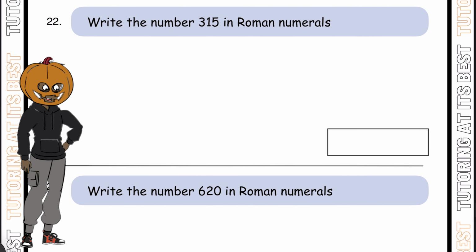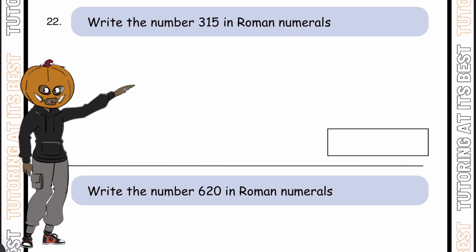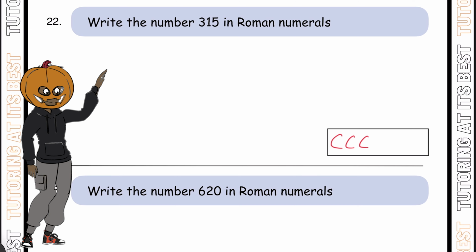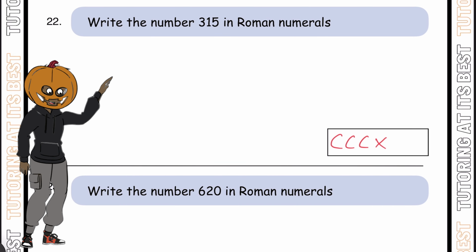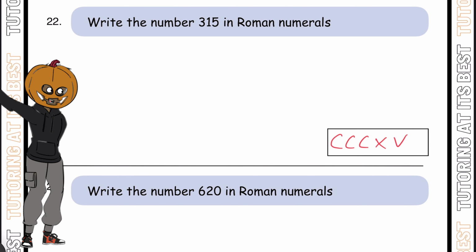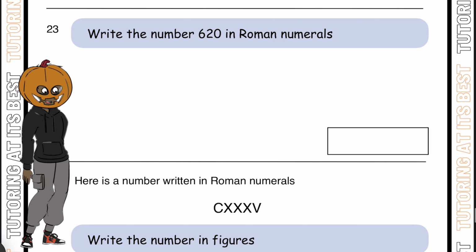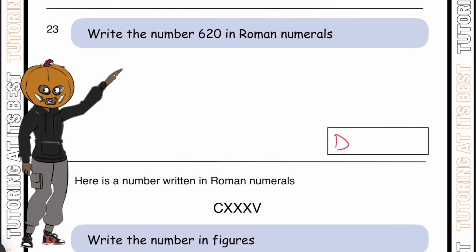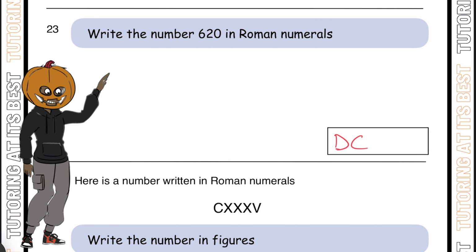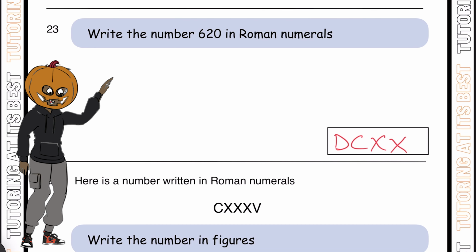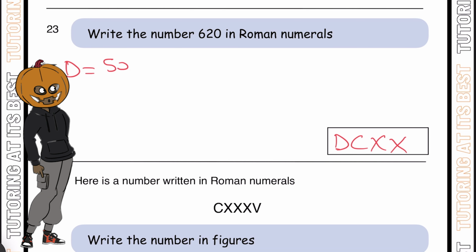Okay, question 22. The number's 315. So that means we'll have 3 C's, as that's 300, an X for 10, and V for 5. So altogether, that's 15. And for 23, 620, we're going to go for D, which is your 500, C, which is your 100, so that gives us 600, and then 2 X's for 20. So remember, D equals 500.